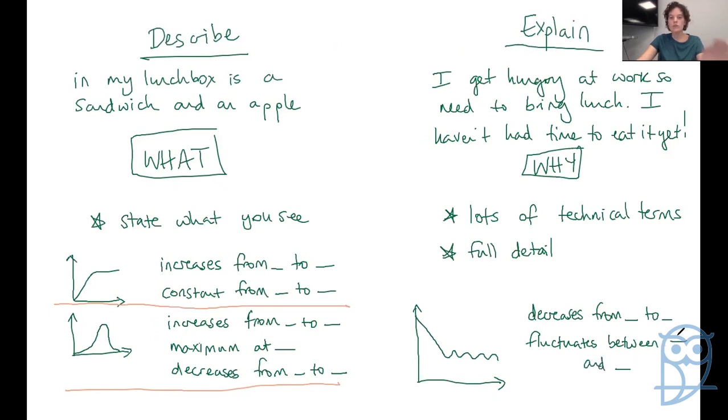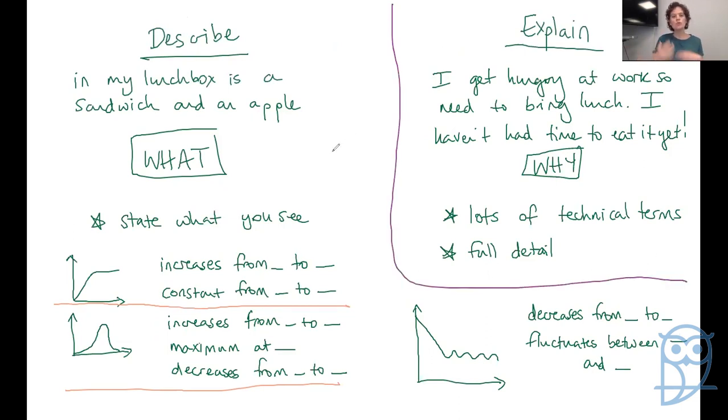And so see, in each case, we have just looked at the shape of the graph. Is it increasing? Is it constant? Is it decreasing? Is it fluctuating? Is it a maximum? Is it a minimum? And then we add data. Okay, so you're always adding data to these things in order to get the full marks.